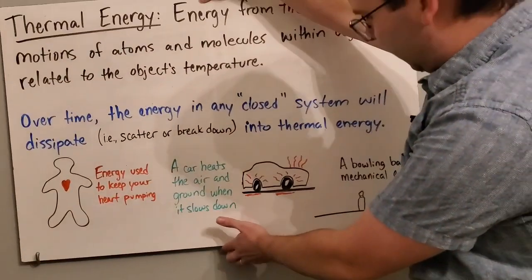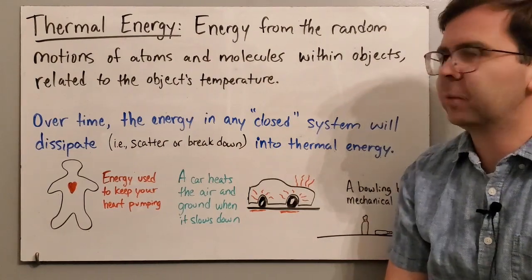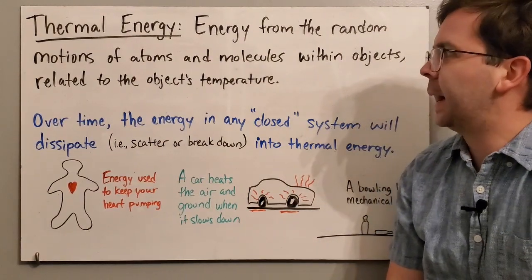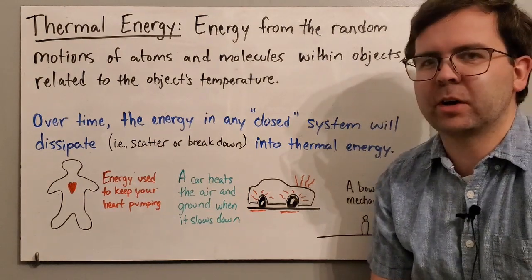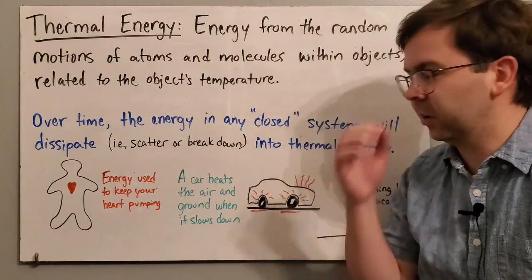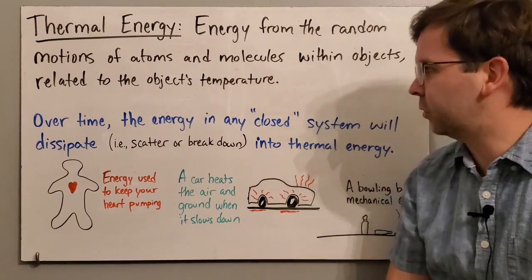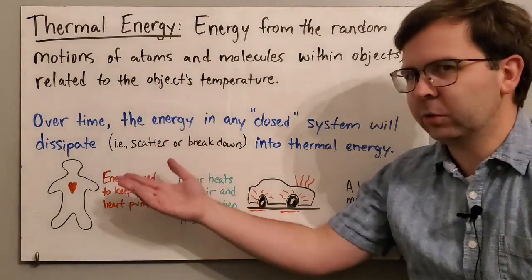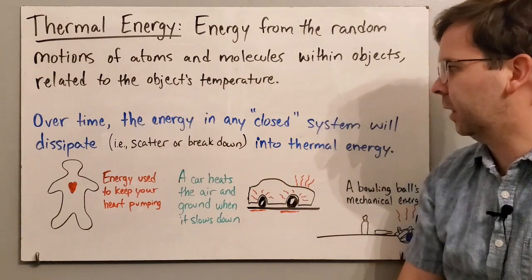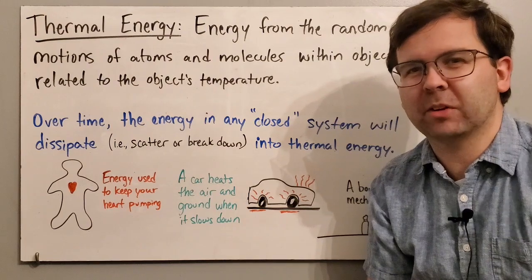A very common kind of energy is called thermal energy in physics. This comes from the random motion of atoms and molecules within objects, and it's related to how hot the object is, what the temperature is. And over time, the energy in any closed system will dissipate or scatter or break down into thermal energy. And that's the second law of thermodynamics there.